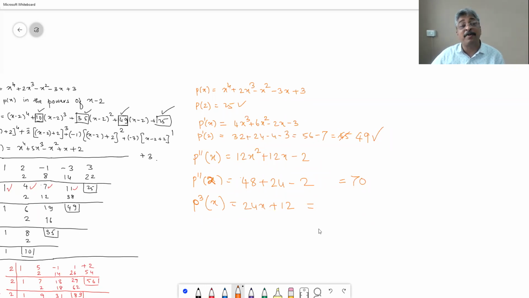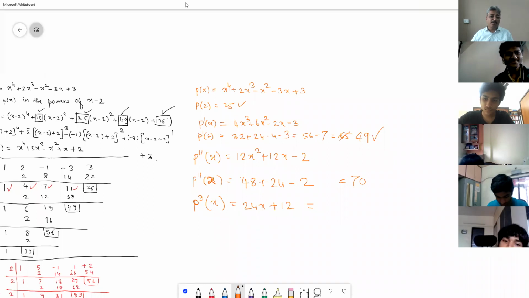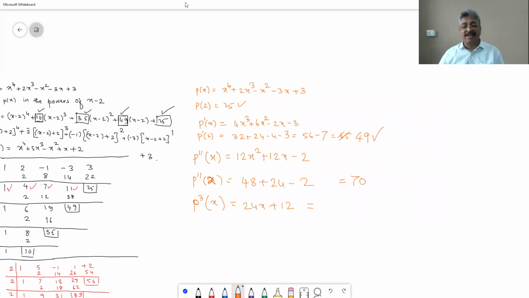What is your guess now? Nobody will tell me 10 because we are human beings, we learn from our mistakes. If I ask you to show what is your guess, nobody will tell me 10. There will be few who will tell me 60 because they are good at pattern recognition. And this time they are correct. p triple dash of 2 is equal to 24 threes are 72.